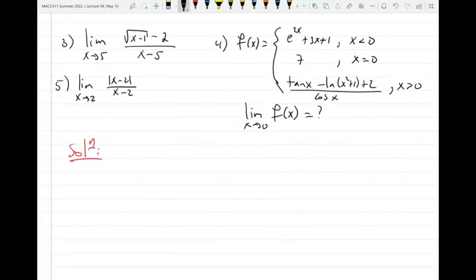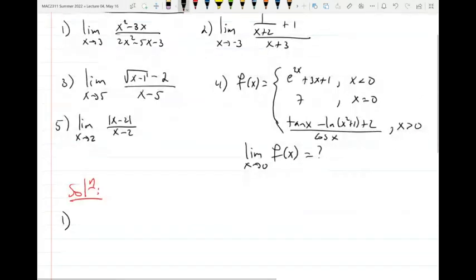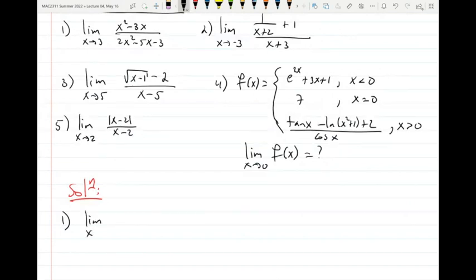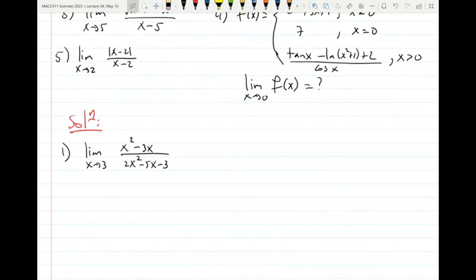So let's do this. The first one was the limit as x approaches 3 of x squared minus 3x over 2x squared minus 5x minus 3. Actually, before I even do this, if this would have been x approaches 0, who can tell me what the answer is? Zero, right? Because the top is 0, the bottom is negative 3, and 0 divided by negative 3 is just 0.